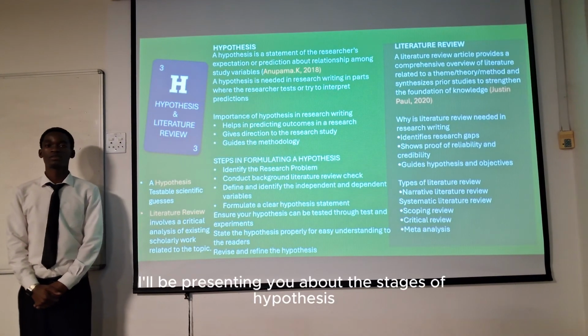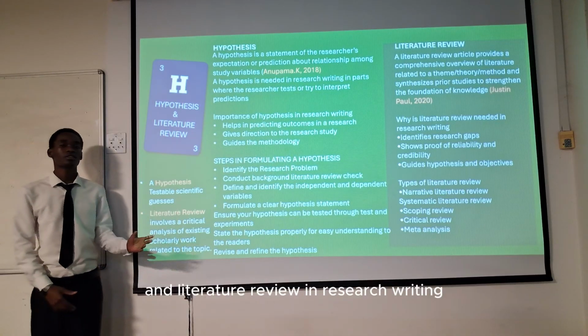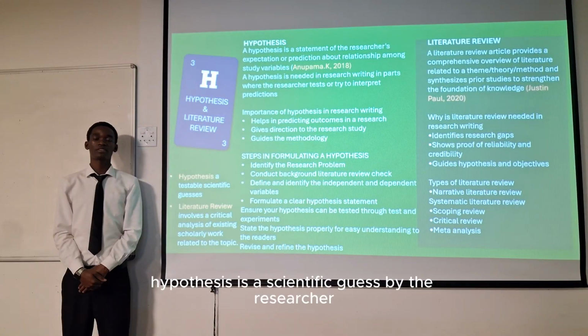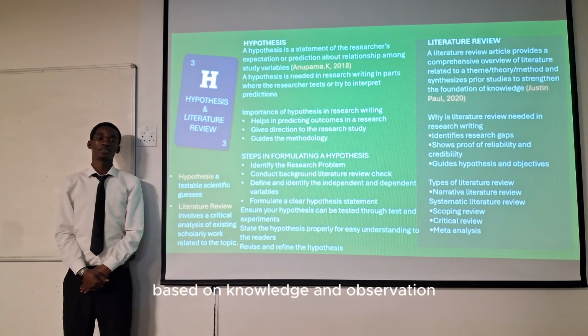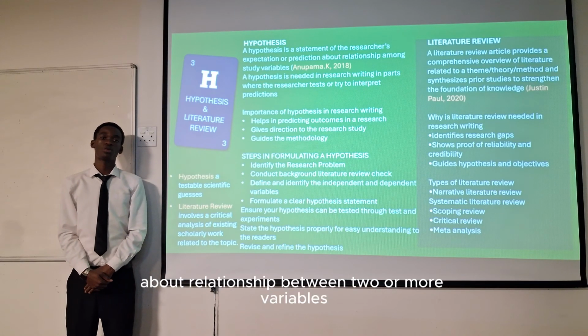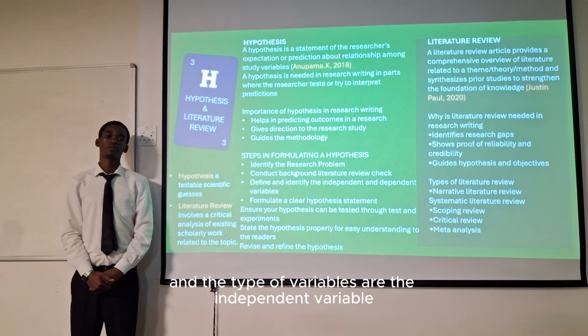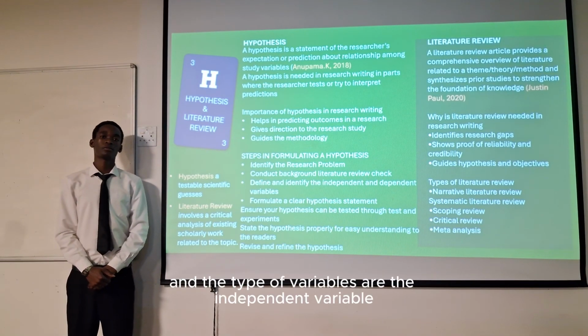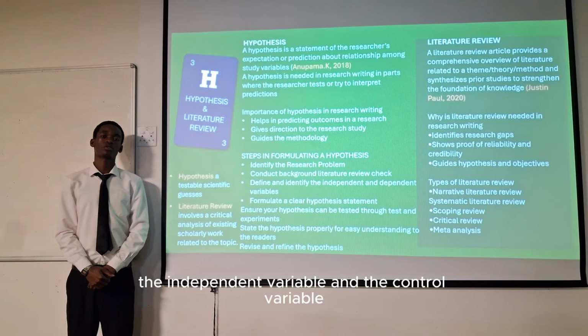I will be presenting about the stages of hypothesis and literature review in research writing. Hypothesis is a scientific guess by the researcher, based on knowledge and observation, about the relationship between two or more variables. The types of variables are the independent variable, the dependent variable, and the control variable.